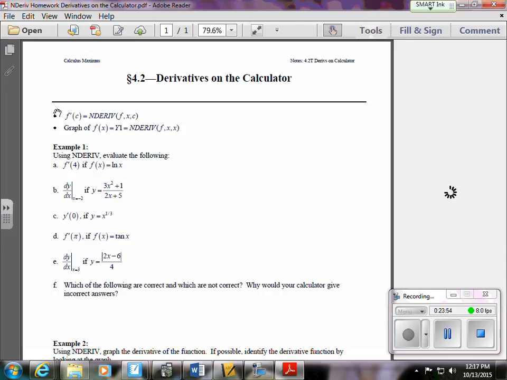So even though you don't know how to find the derivative of the ln of x, you're going to ask the calculator what the derivative of ln of x is at 4. You can use either method. All right, so you're going to be finding the derivatives just using your calculator. Fun. I'll let you see what you can do with that.